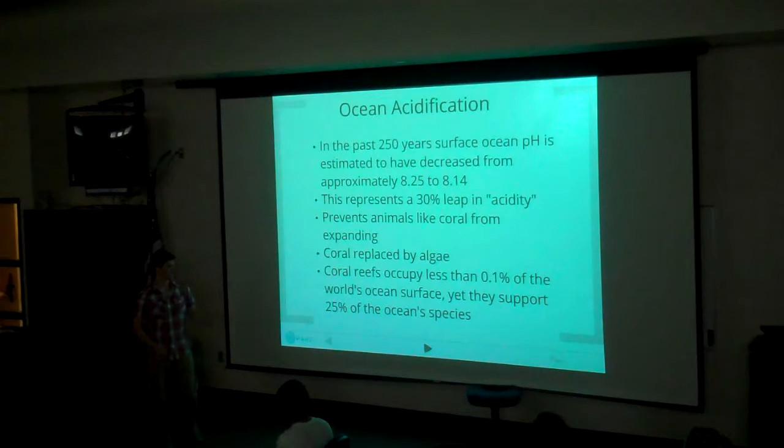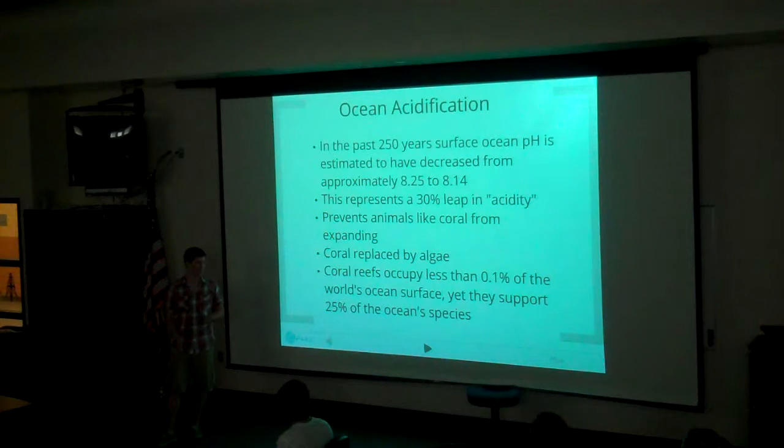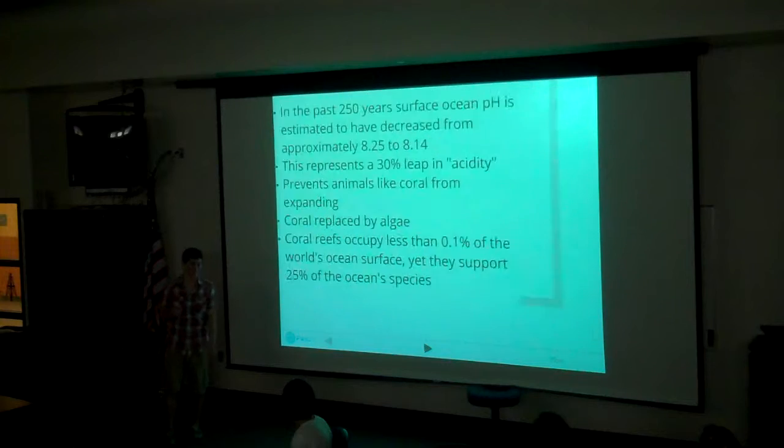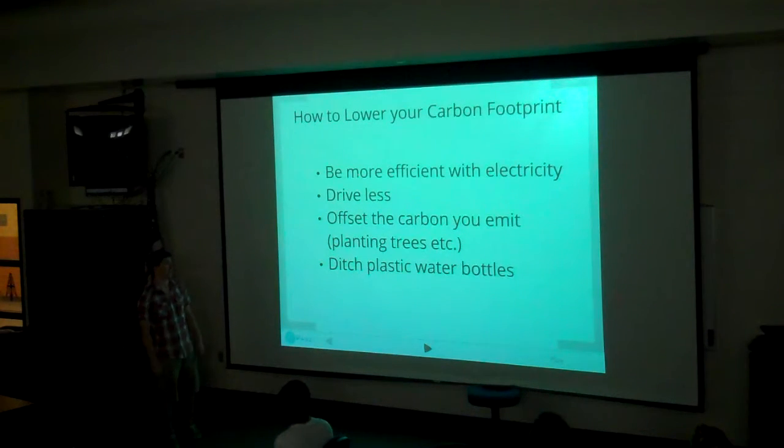Coral reefs support a lot of biodiversity. They occupy just a tiny area of the world's oceans, but they support 25% of its species. And nothing really lives in algae. Some things do, obviously, but nowhere near the biodiversity of coral reefs. So that's why it's bad that this is happening. So then, how do you lower your carbon footprint?